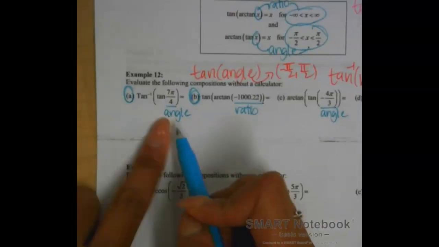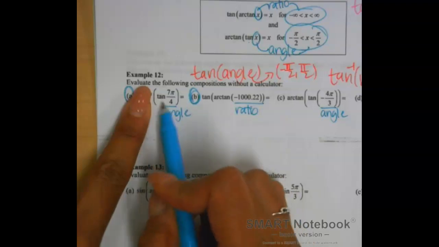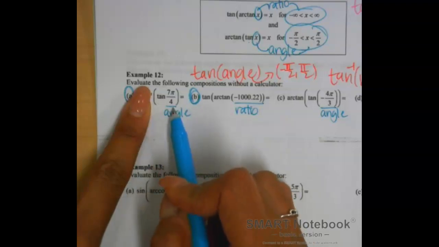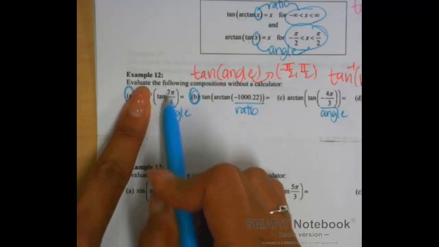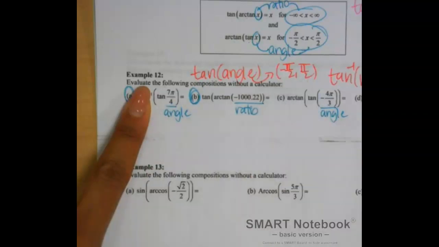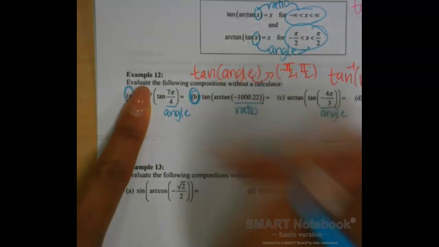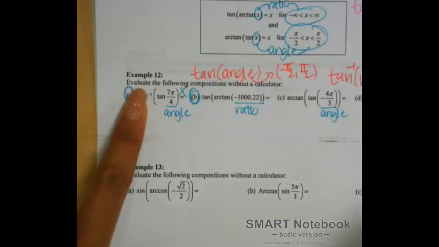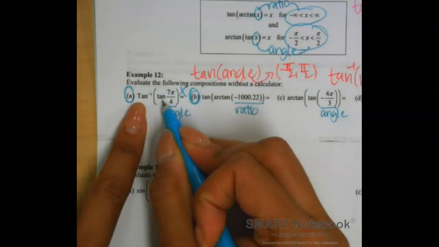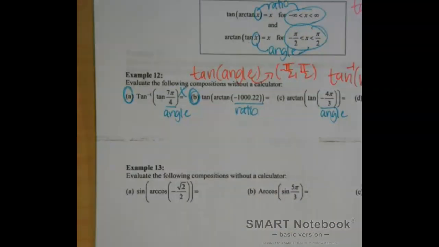Okay, so let's get back to letter A. We're just focusing on the inside. Tangent of 7 pi over 4. I need to ask you guys, this is an angle, yes? Is this angle between negative pi over 2 and positive pi over 2? No, it's not. So I'm going to put a little x next to that. I can't just cancel out both of the tangent and tangent inverse. So let's try to figure out what our answer is going to be.